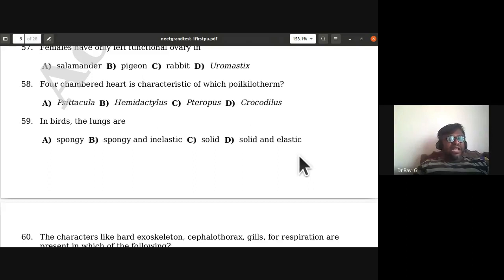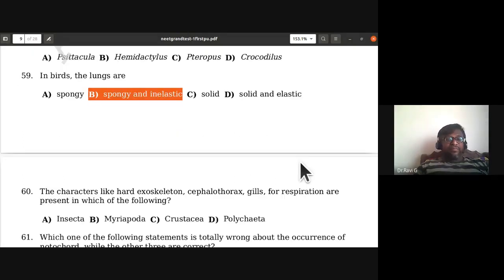In birds, the lungs are spongy and inelastic. Okay, so B is the right answer. So in birds, the lungs are spongy and inelastic.